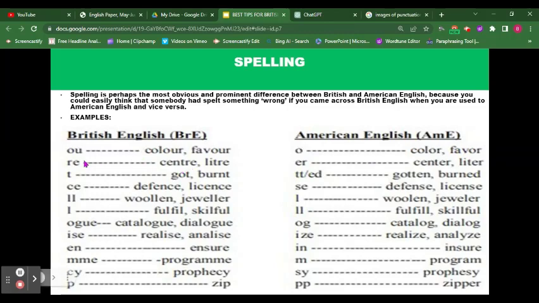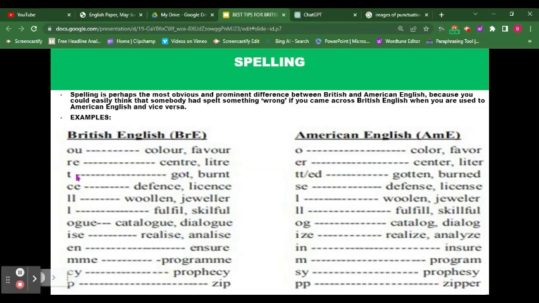Now we look at other differences. Words that are spelled with RE in British English, as we have in center and liter, have ER instead of RE in American English, as we have in center, C-E-N-T-E-R, while in British English it is C-E-N-T-R-E. So there are different words that have these spelling differences.